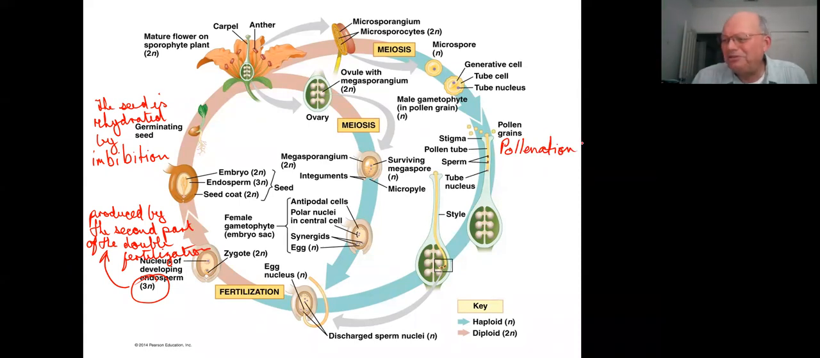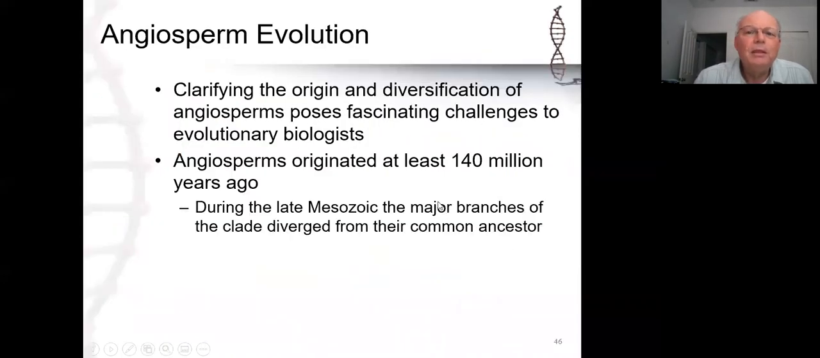So that's a separate step from fertilization. The arrival of the pollen on the top of the stigma is the pollination event. Fertilization is when the two haploid nuclei meet. So, angiosperm evolution.